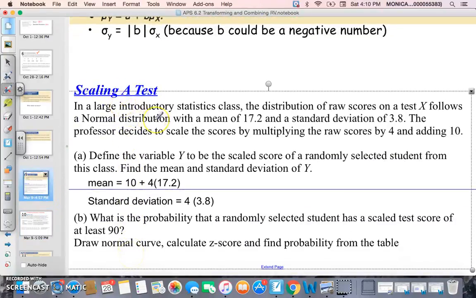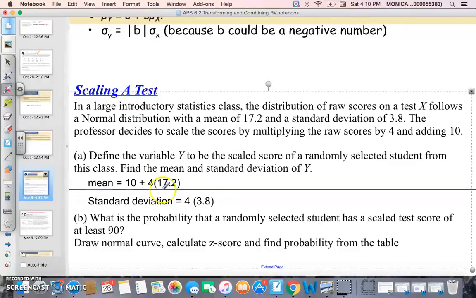So let's look at how this looks, scaling a test. So basically, if I told you that a statistics class had a mean of 17.2 and a standard deviation of 3.8 on a test, that's terrible. So I want to multiply the raw scores by 4 and I'm going to add 10 to each one. All right, so what I want to know is the mean and standard deviation of this new distribution that we're going to call y.